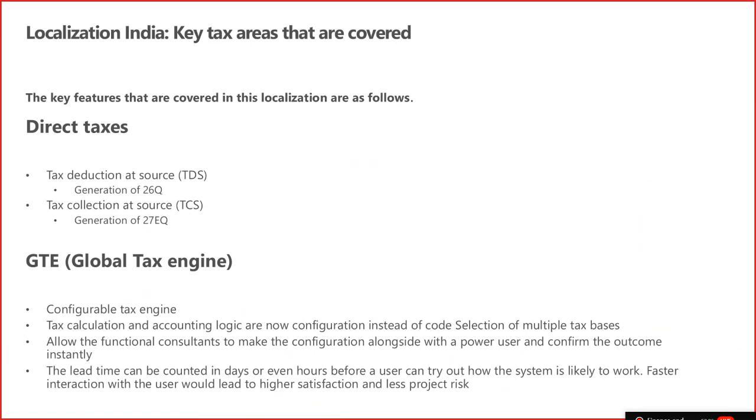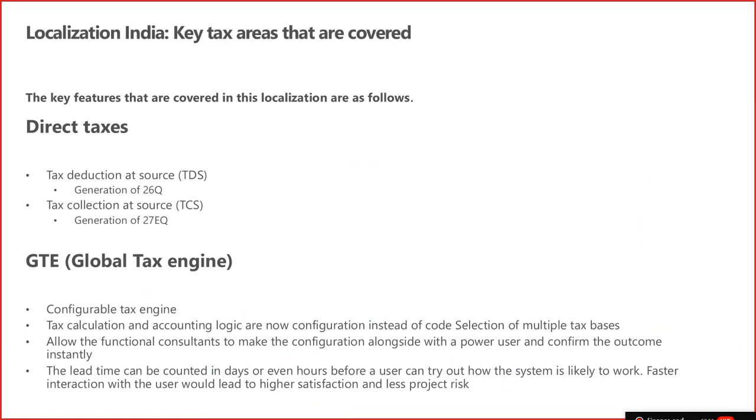Secondly, on the Microsoft Docs, you have a lot of information actually indicating what features are available, what scenarios can be executed for the India localization. So you can refer to those documents and it will give you a fair amount of idea of what is covered in the localization. So first I start with the direct taxes.